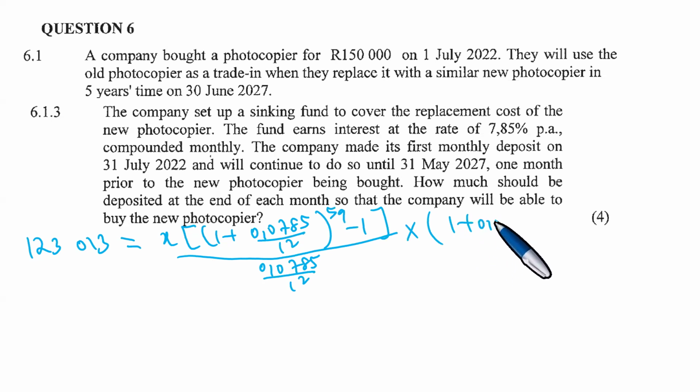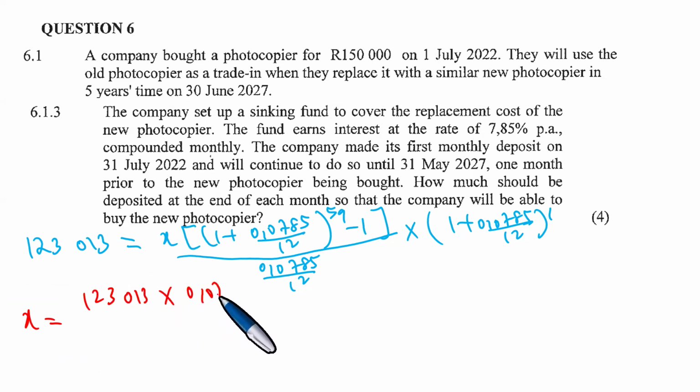One plus 0,0785 divided by 12, and then 1 month. And then we need to solve for X. So at this point we can make X the subject. We cross multiply: 1, 2, 3, 0, 1, 3 multiplied by 0,0785 out of 12. You divide everything by these things, because you cross multiply then divide.